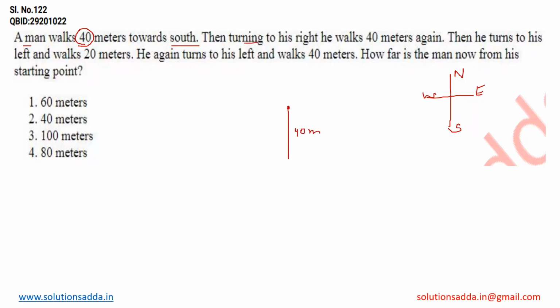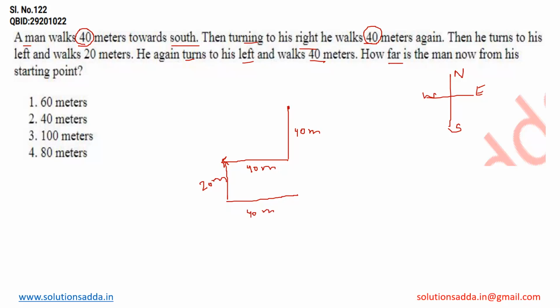Then he turns to his right and walks 40 meters again. So the right side is this way and again he walks 40 meters. Then he turns to his left and walks 20 meters. So the right side is this way and this is the left side. So again on the left side he walks 20 meters. He turns again to his left and walks 40 meters. So this is the right direction and this is the left direction. So again he walks 40 meters to the left.